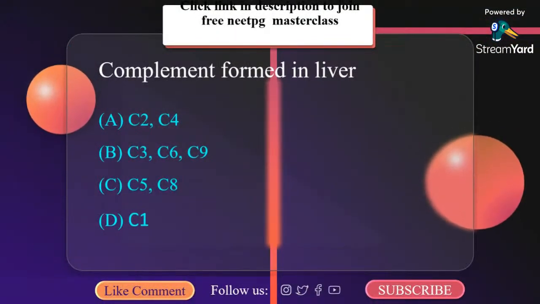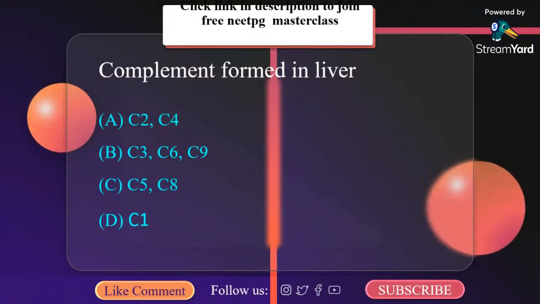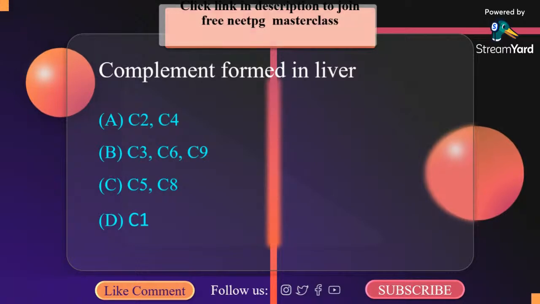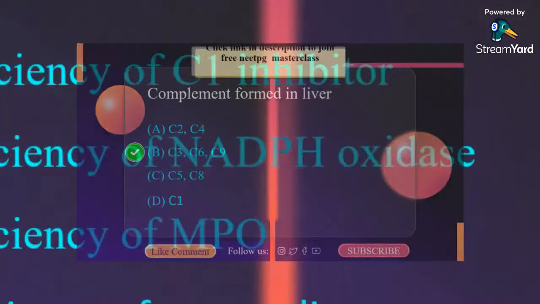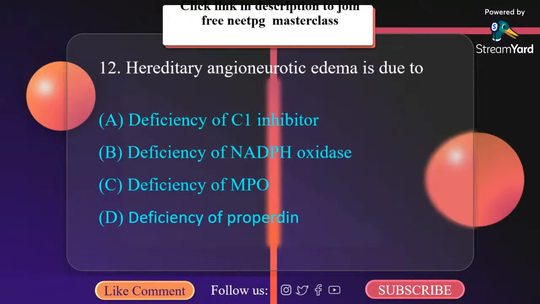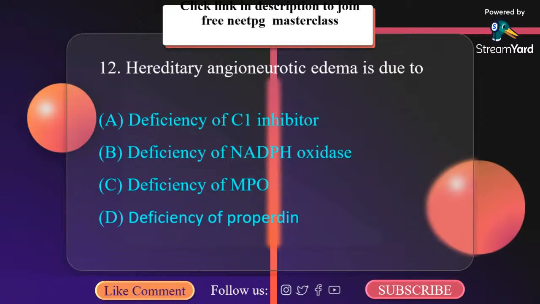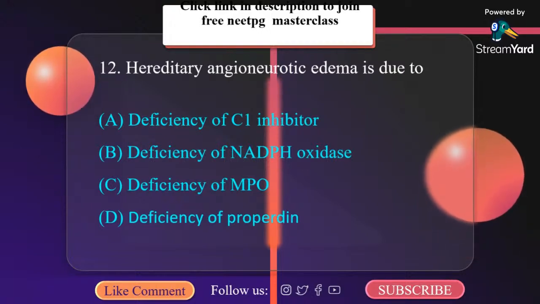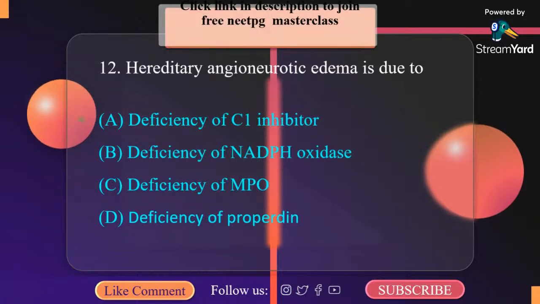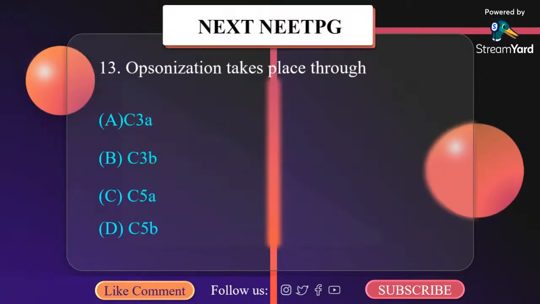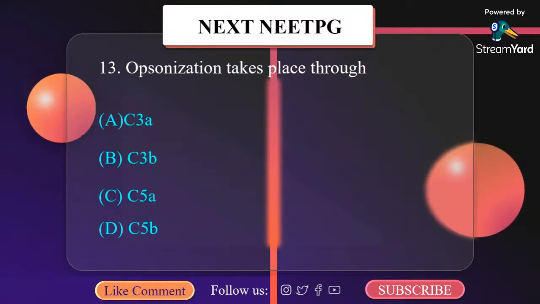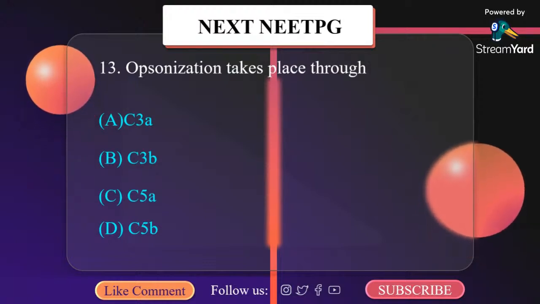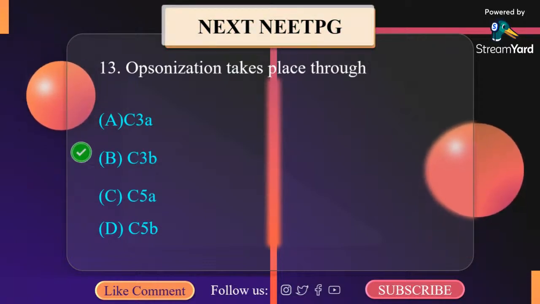Complement formed in liver are: A. C2, C4, B. C3, C6, C9, C. C5, C8, D. C1. It is C3, C6, C9. Hereditary angioneurotic edema is due to: A. Deficiency of C1 inhibitor, B. Deficiency of NADPH oxidase, C. Deficiency of MPO, D. Deficiency of properdin. It is due to deficiency of C1 inhibitor. Opsonization takes place through: A. C3a, B. C3b, C. C5a, D. C5b. It is C3b.